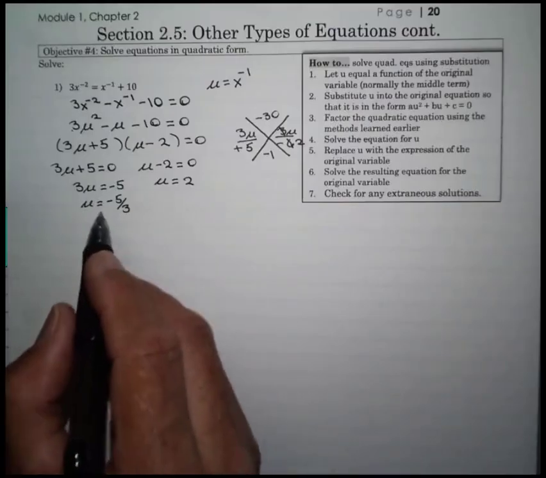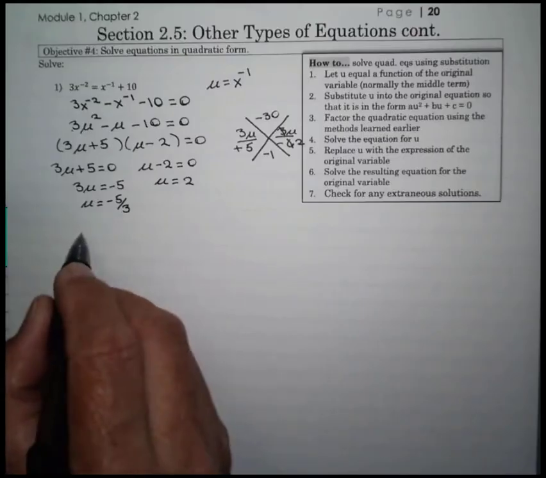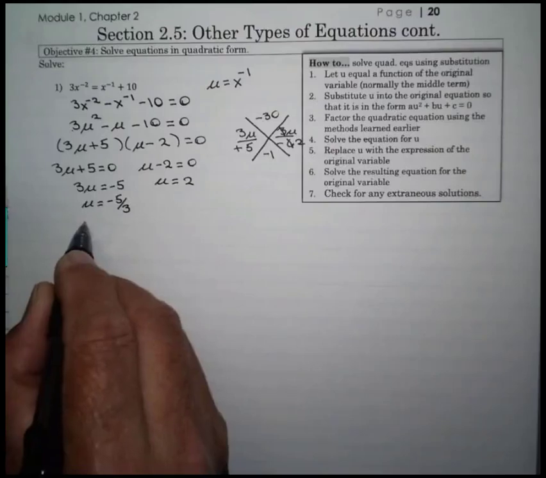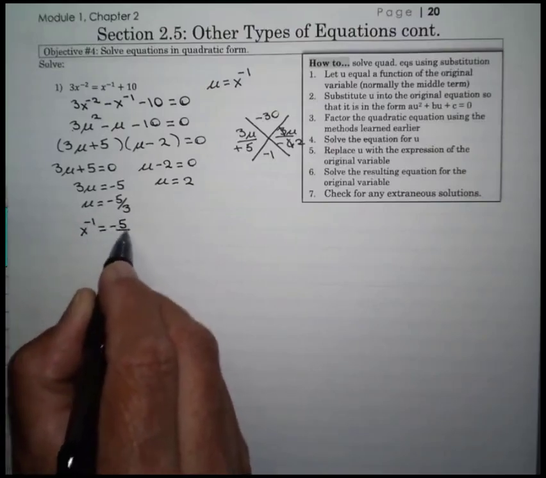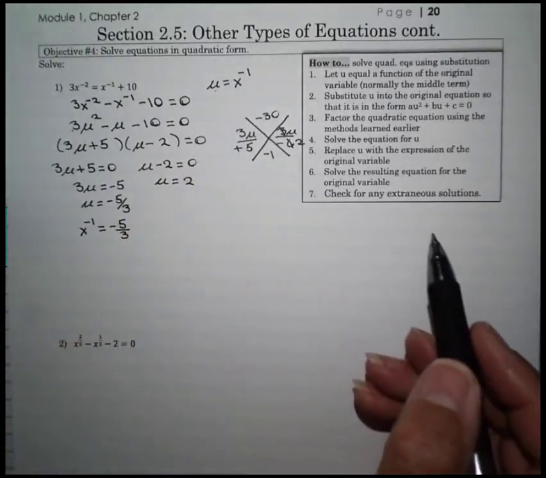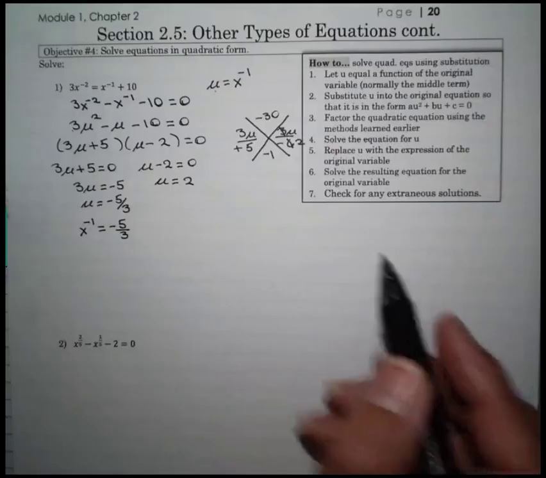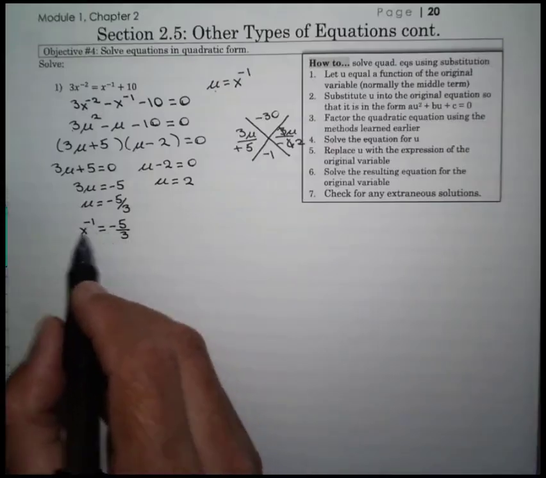I'm going to say if u is equal to negative 5/3, what I've got is x to the negative 1 is equal to negative 5/3, right? I just plugged in u for my value up here where I had replaced it. Okay, I need to solve for x, not x to the negative 1. So how do I do that?